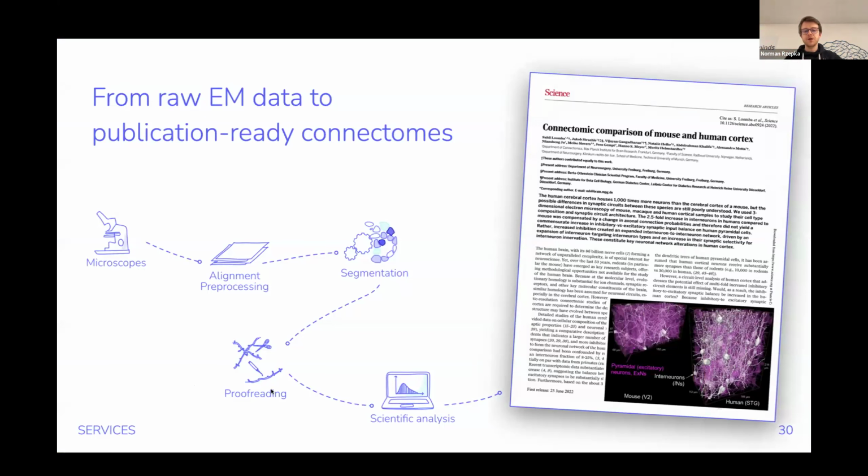Proofreading is possible with WEBKNOSSOS. Then you can do your analysis, and once you've published, then you can use WEBKNOSSOS also to share the data with the world, right? So you can just put in a link to your data from WEBKNOSSOS into your paper, and then use that to share that with the world.